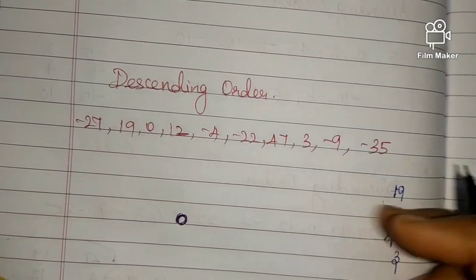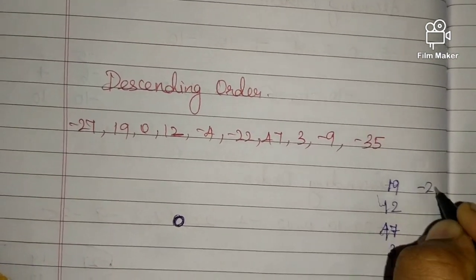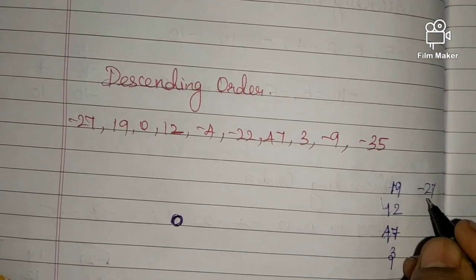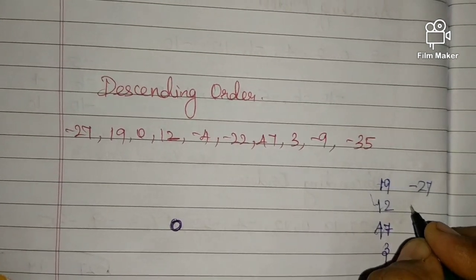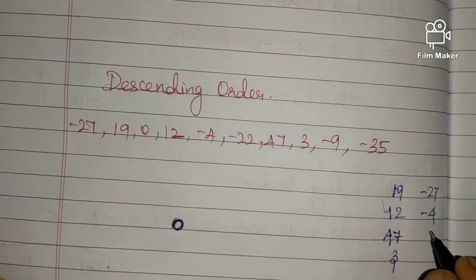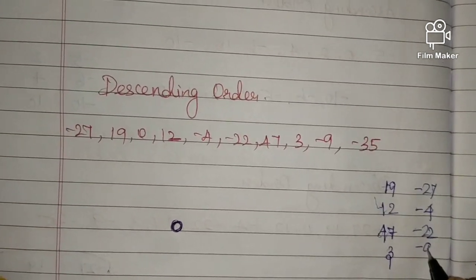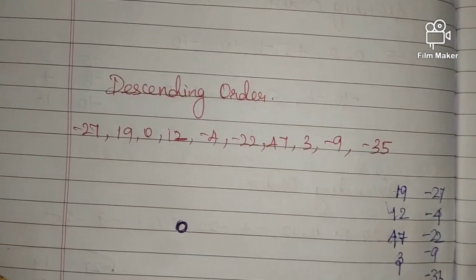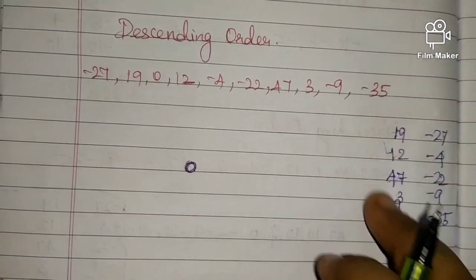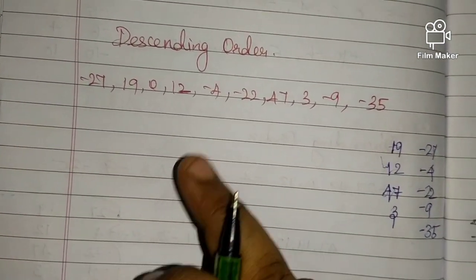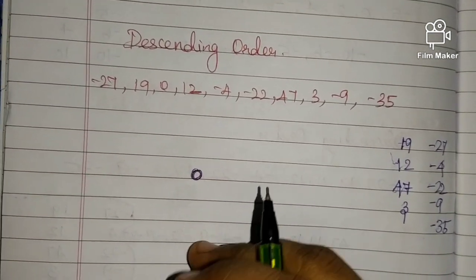Next to that, what are all the negative numbers here? Minus 27. Open your mouth and say with me. Minus 4, minus 22, minus 9, minus 35. Okay, so totally 10 numbers. 9 is here, 0, 1. So totally 10 numbers they given.